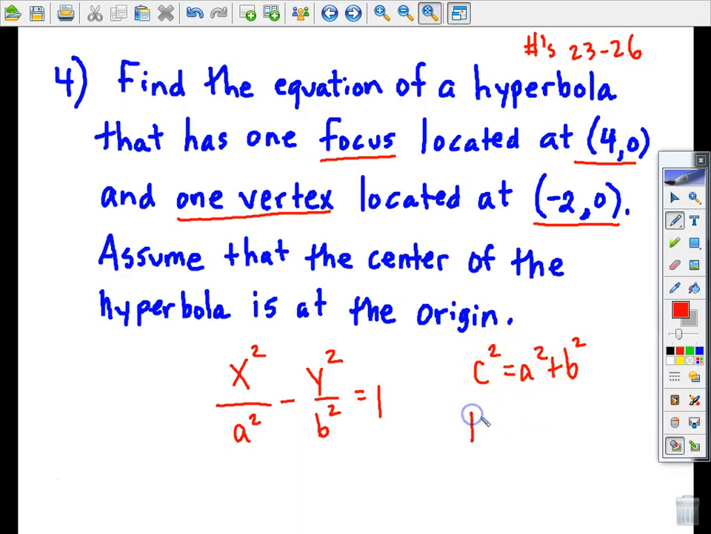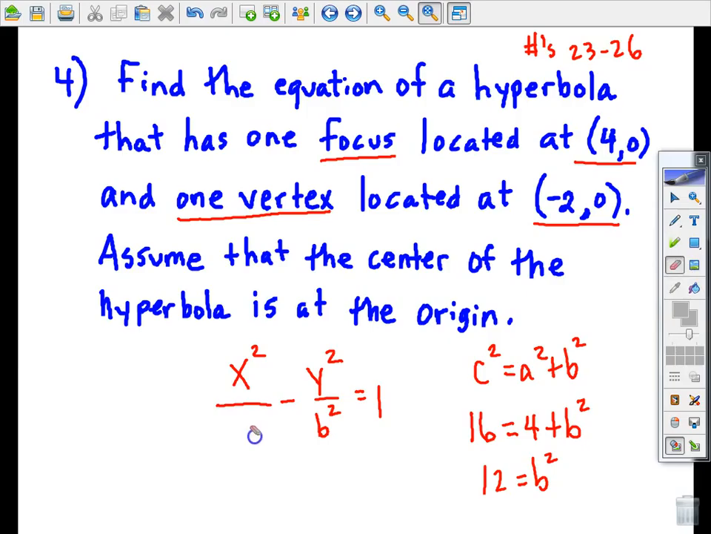All right. What is the distance from the center to a vertex? 2. And that's what a is. A, the variable a, stands for how far it is from the center to a vertex. Well, if a is 2, what's a squared? So what's b squared? B squared is 12. So now we're ready to finish off our answer.